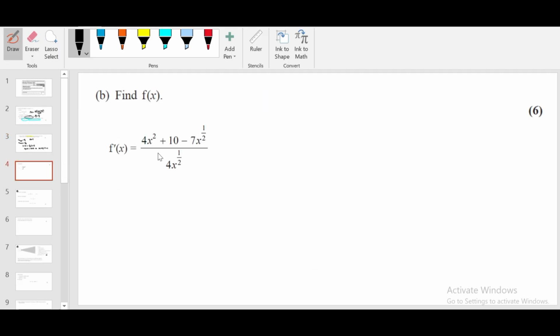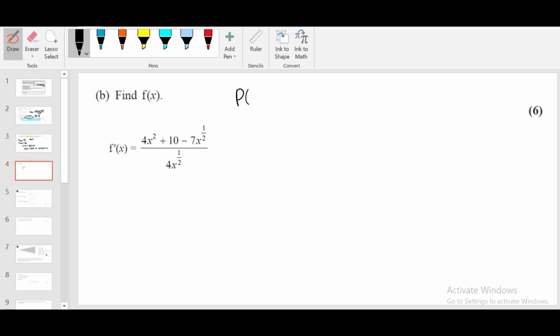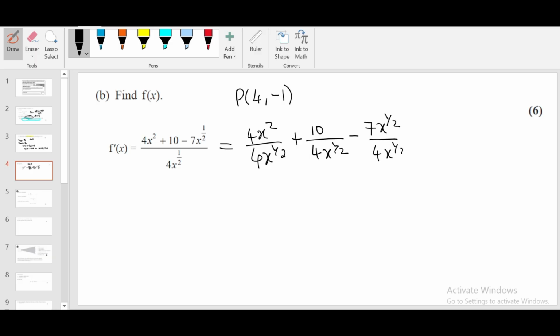Now part B of the question says find f of x. We have f dash of x. We need to integrate this and use the point P of 4 comma negative 1 to find the value of c. So we need to write this properly first. We divide each term by 4x power half: 10 over 4x power half, and 7x power half divided by 4x power half. So 4 will be cancelled.